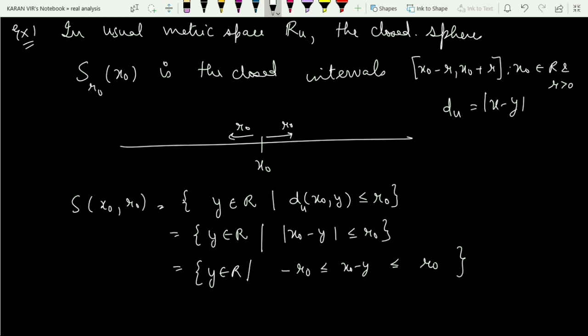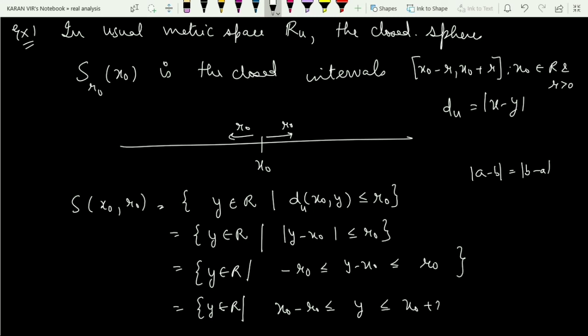Since we can use a property that mod of a minus b or mod of b minus a are one and the same thing, I can write this |x naught minus y| as |y minus x naught|. Fine with this? So now if I write it down, y minus x naught lies between minus r naught and r naught. So finally, what is my y? The collection of all the y's coming from R such that, now just add x naught on both sides. This will be x naught minus r naught less than or equal to y less than or equal to x naught plus r naught. So that is just the closed sphere in this case.